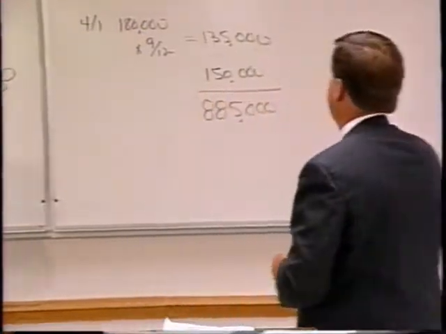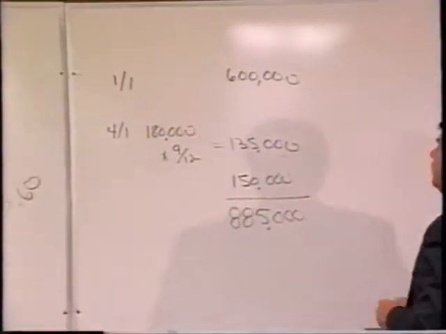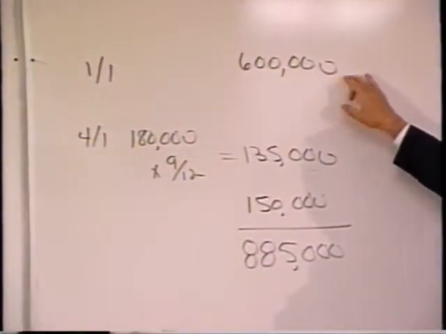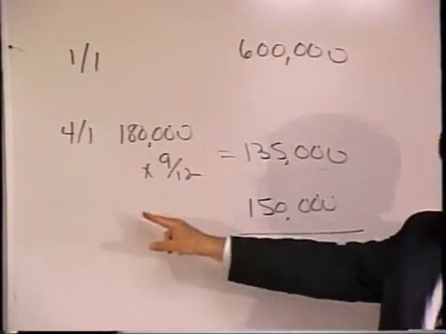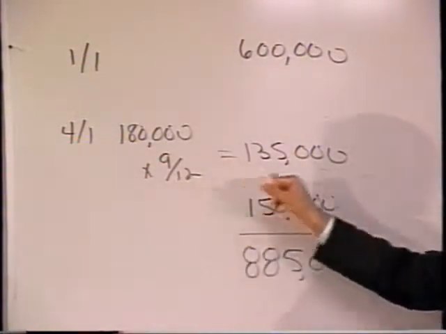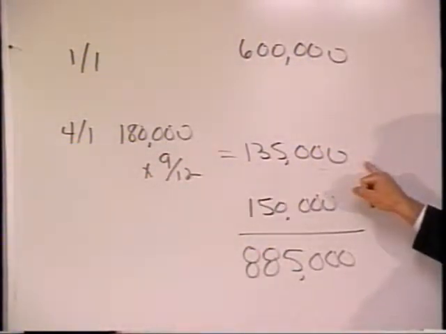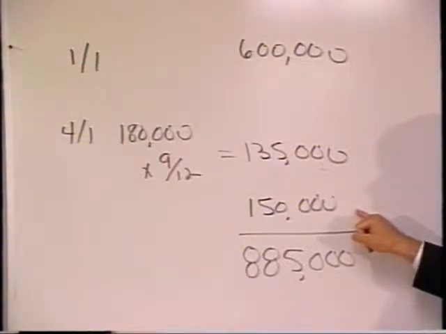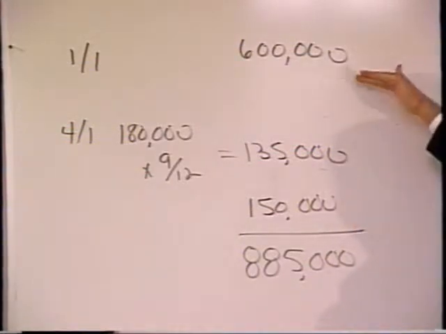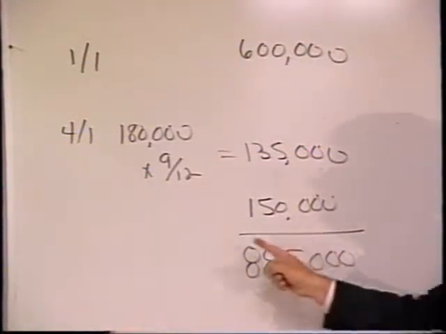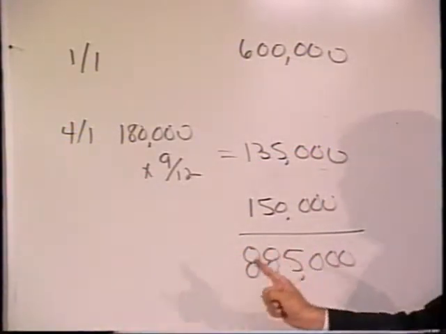Well, up on the board right behind me, I've got those pieces in. Those are the 600 we started with. The 180 were issued on April 1st. They were outstanding for 9/12 of the year. That would be 135,000 shares of stock. And through the deemed conversion of the bonds into common stock, that's an additional 150,000. If you add the three of these up, you come up with the denominator of 885.